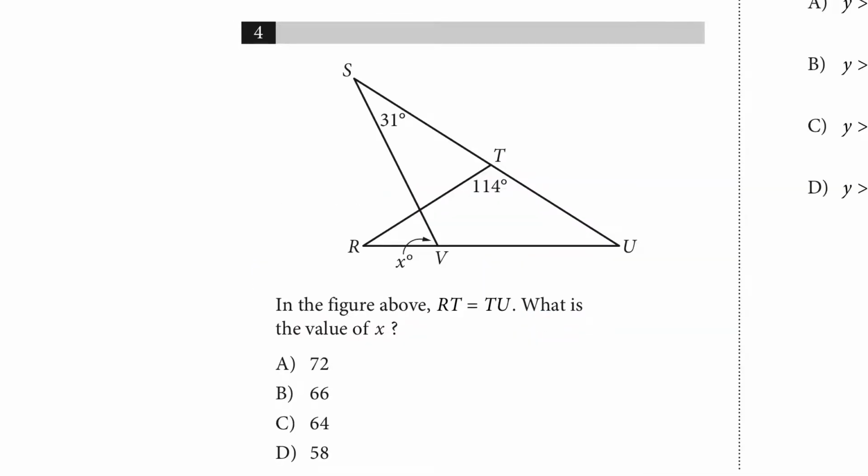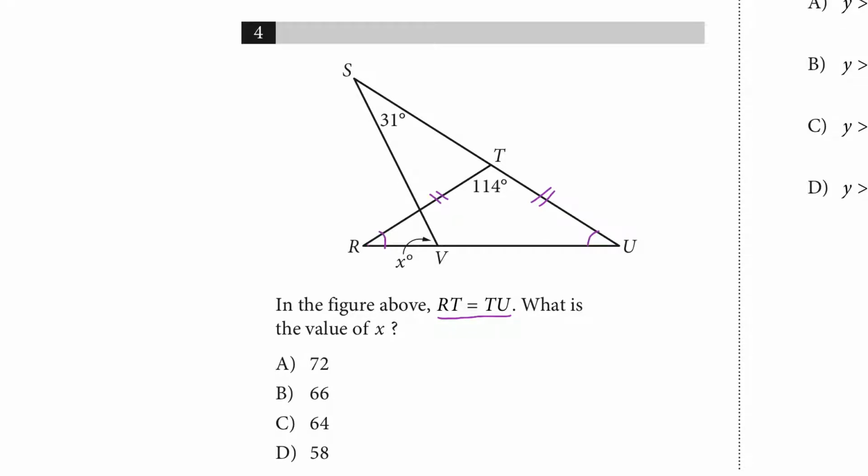Okay, problem number 4 is a problem from geometry. It says in the figure above, RT is equal to TU. So RT would be right here. This is the same as TU. So when you have two sides the same, that means you have an isosceles triangle. And when you have an isosceles triangle, these two base angles will be the same.